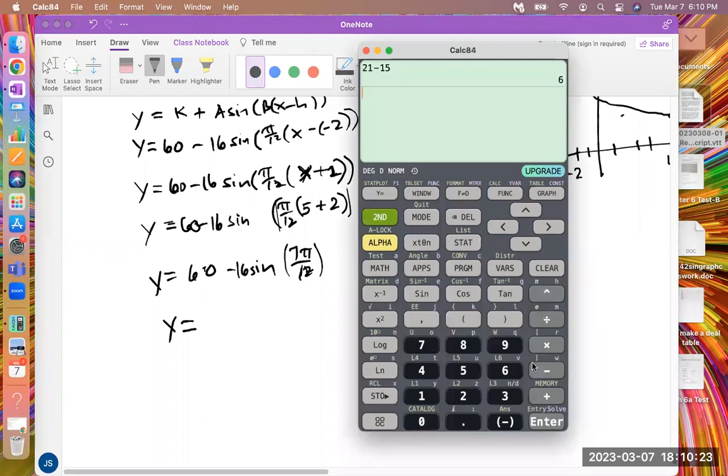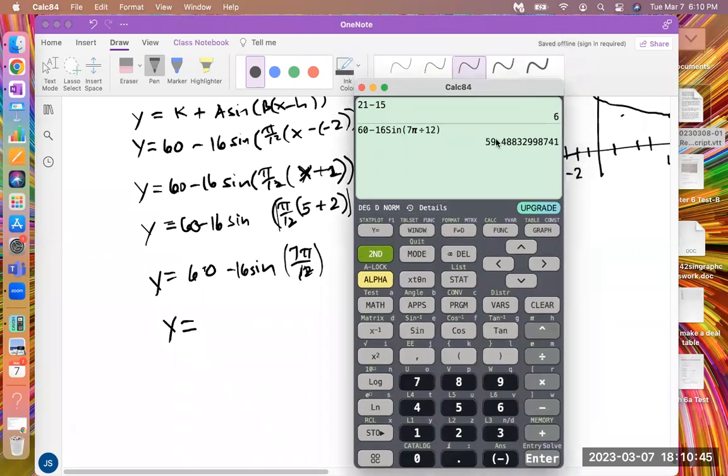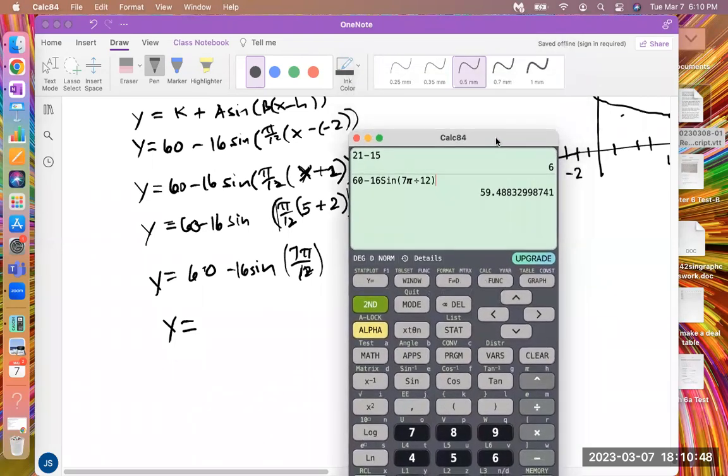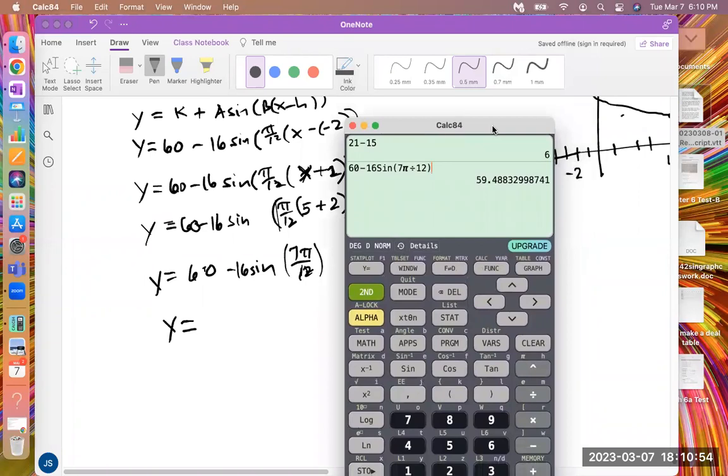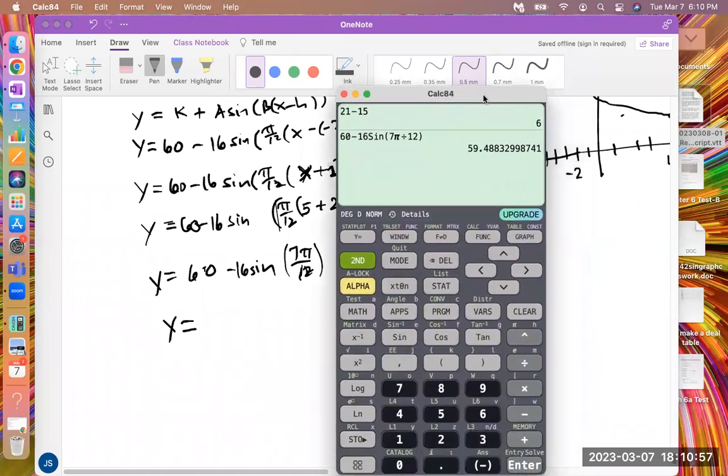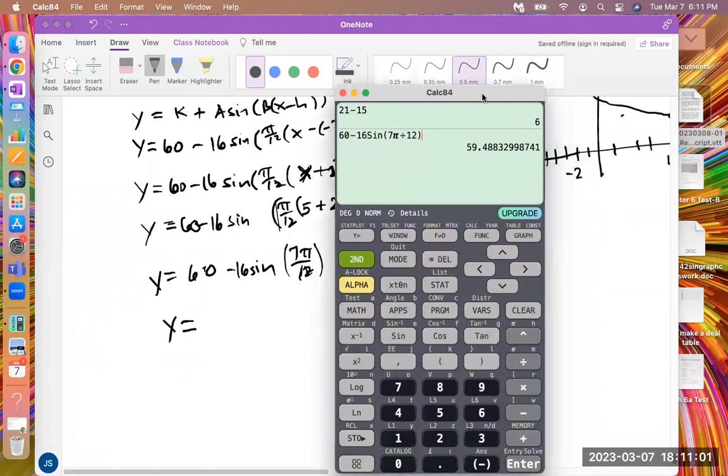It's 60 minus 16 sine of 7 pi divided by 12. Make sure to put that in parentheses. We want to have this in, it's going to be calculating, let's make sure our calculators are in Radian mode.